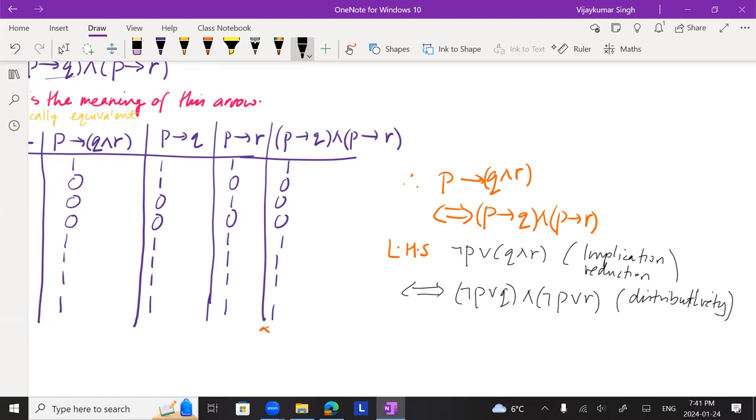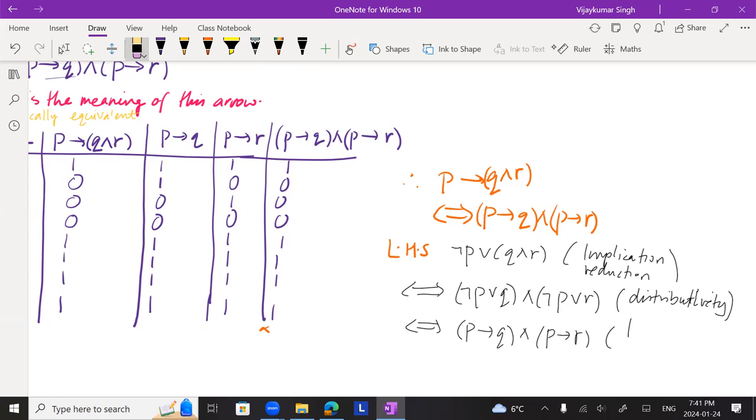Now you can see clearly that this is P implies Q again, and P implies R. Why? Because this is, again, implication reduction, or the opposite of implication reduction. Implication reduction doesn't mean that you simplify. It simply means that P implies Q is equivalent to negative P or Q. So you can go either way, and that is what is called implication reduction.